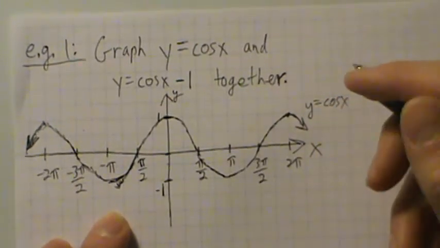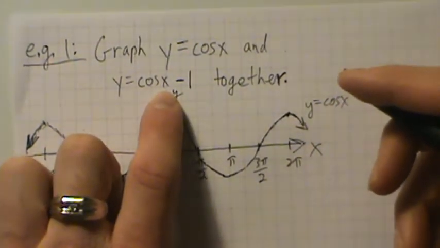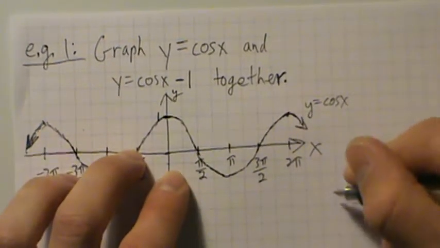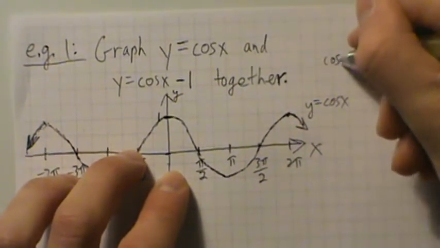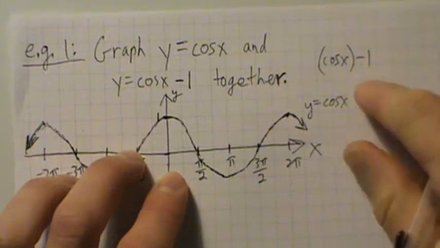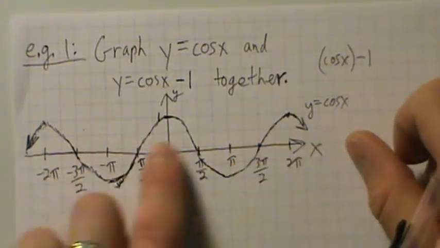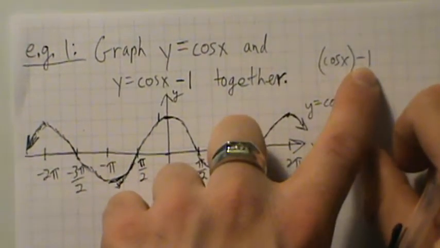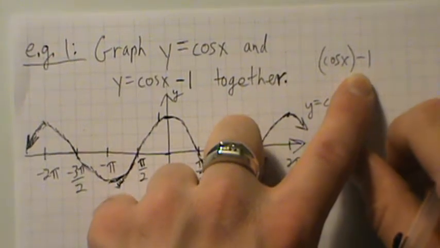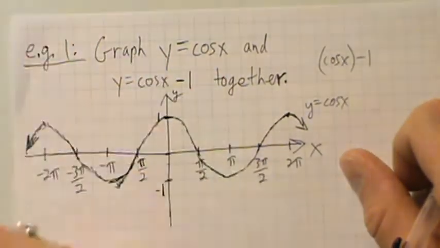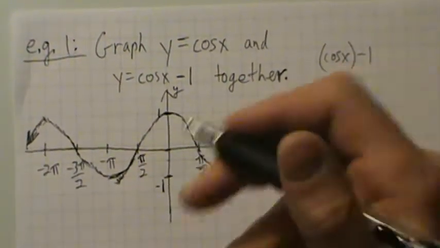Okay. Now what we want to do is graph cosine of x minus 1. So it's like this basically, cosine of x and then minus 1. So what does that do to the graph of the cosine function? So remember, if you have it out here like this, that -1, what that's going to do is take this graph and shift everything down 1 unit. Okay, so that's going to shift everything down 1.